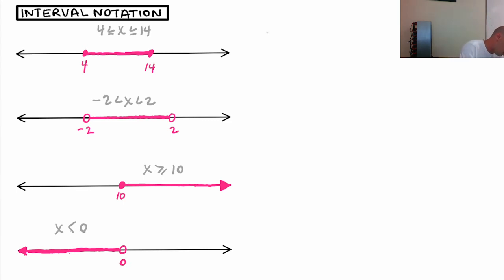Okay, 4 to 14, we're going to say 4, comma 14. And since we're including both of the endpoints, we're going to use square brackets. Anytime we're including the endpoint, we're using a square bracket. -2 to 2, same idea, but we're not including the endpoints, so we're going to use parentheses. I feel like the parenthesis is not the best notation ever, because that looks like the point in the xy plane where x is -2 and y is 2. So we'll just have to know that context will dictate whether we're talking about an interval or a point on the plane.